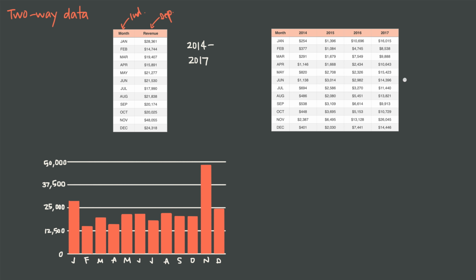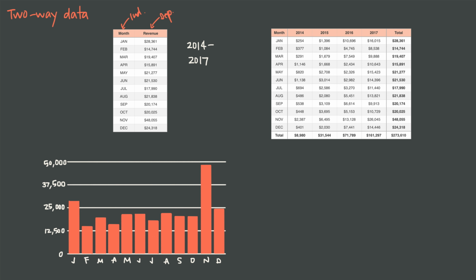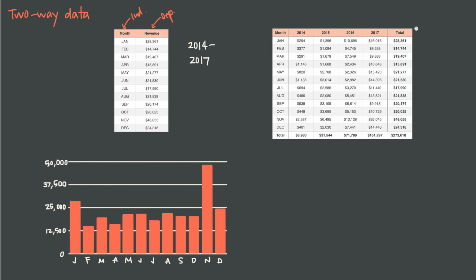Two-way data tables get even more interesting when we show totals, if possible, by row and by column. So we can replace this two-way data table with one where we show the total by row here on the right side and the total by column here on the bottom. Here's what we're doing. If I take all of the revenue for 2014 and add it up, I get a figure of $8,980. That tells me how much the artist made in the year 2014. Then I can look and see how much he made in 2015, 16, and 17.